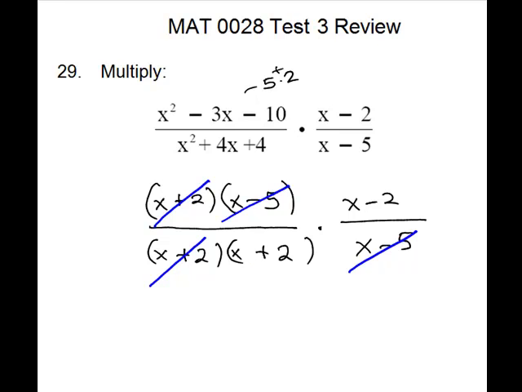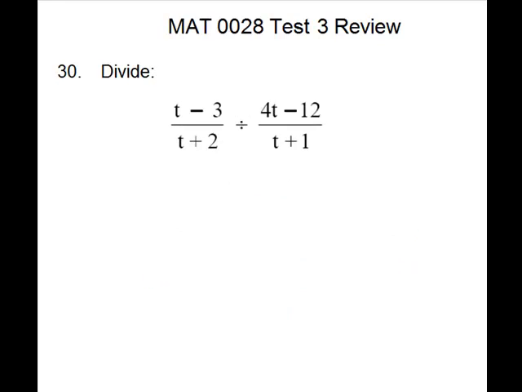So our final answer, we just put it back together. So we have x minus 2 on the numerator, x plus 2 on the denominator. Don't try to mark anything off because you have signs between. You do not have products.